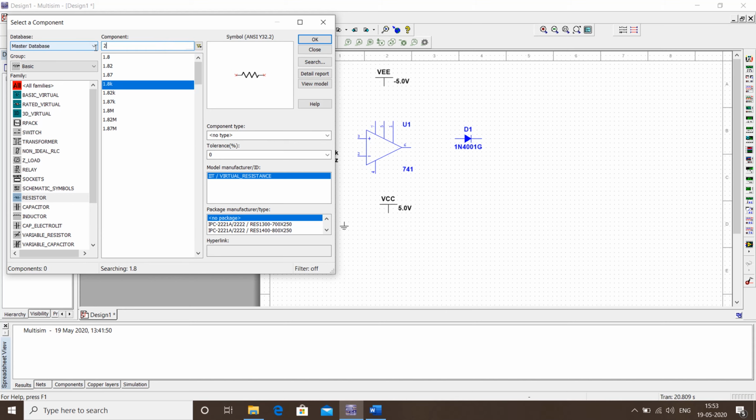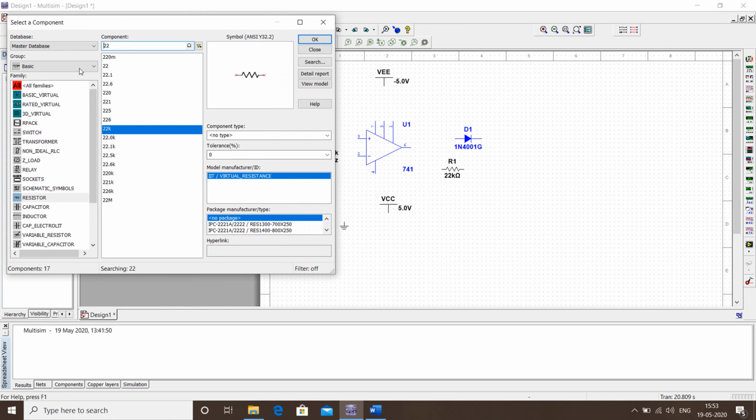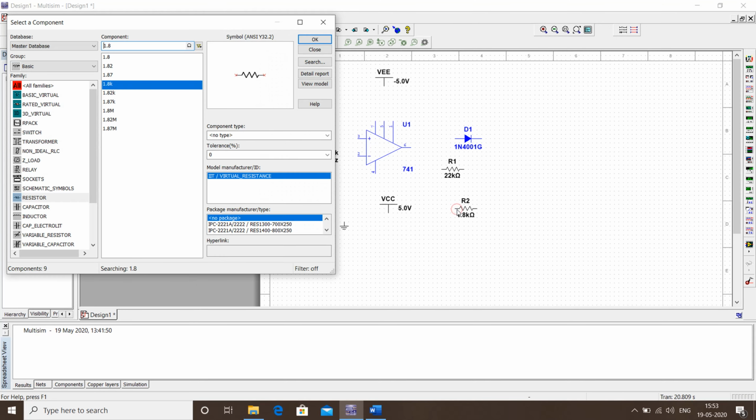So first I will take 22 kilo ohms, because it is the value of R1 that we required. The value of R2 we require is 1.8 kilo ohms. So I will take it and place it on the workspace. Now all the components that are required have been placed on the workspace.